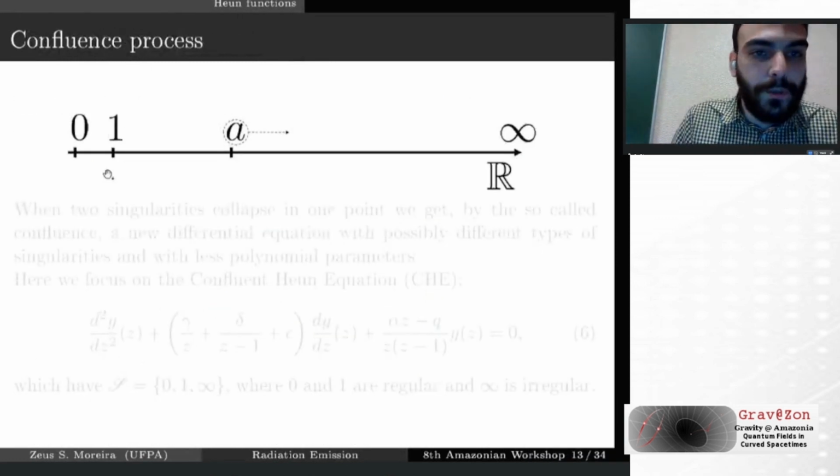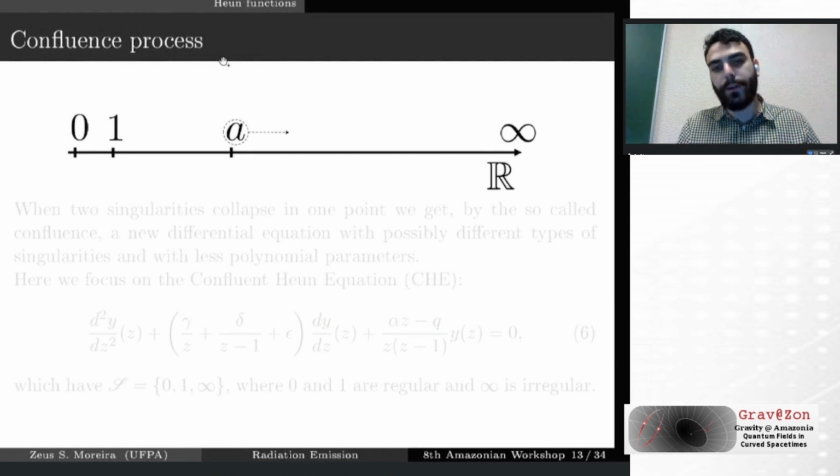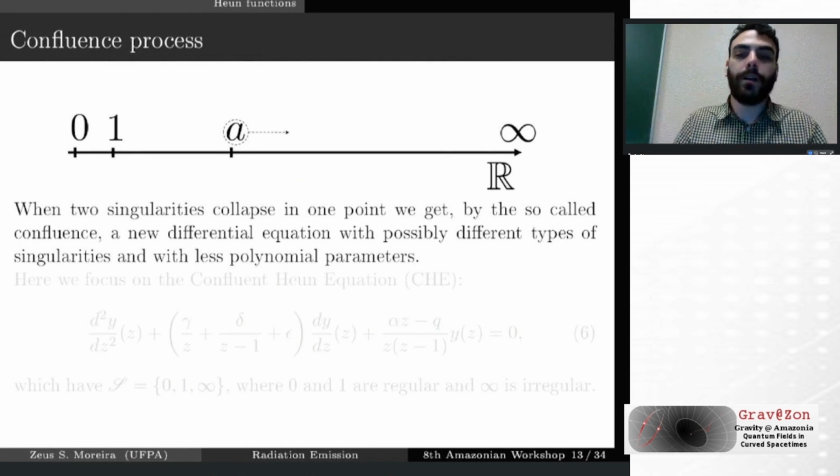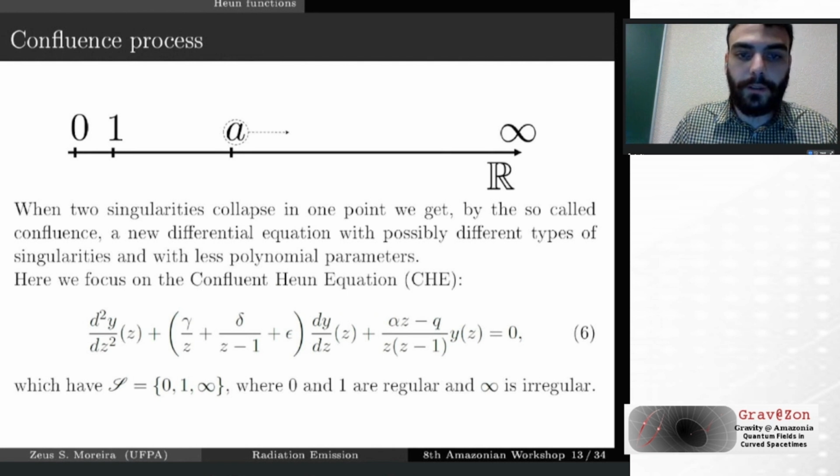So now, what about the confluence process? A confluence process is basically when you take two distinct singularities and merge them together. When you do that, you obtain a new differential equation, but now with fewer singularities and fewer polynomial parameters. Here, the confluence process that is going to be important to our case is the case when we take the singularity located at a and send it off to infinity. Now we will obtain this equation here, the confluent Heun equation, where we only have three singularities, but the singularity at infinity is now irregular.